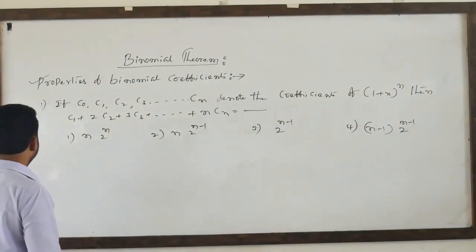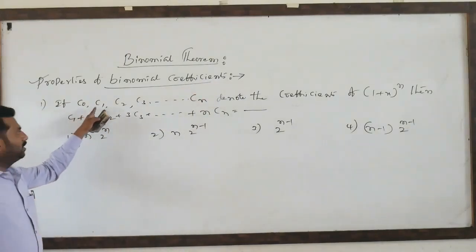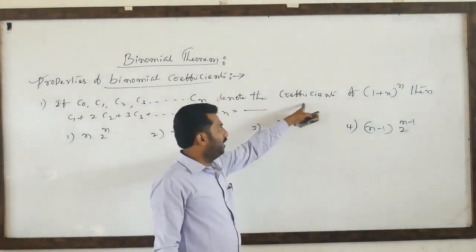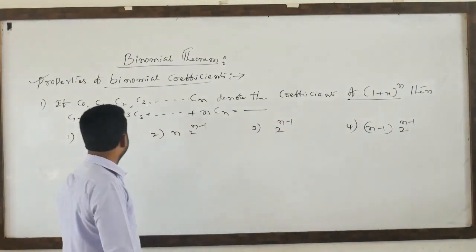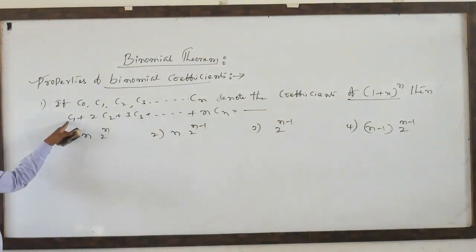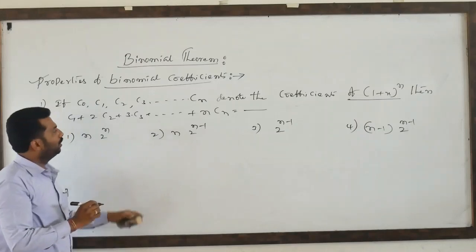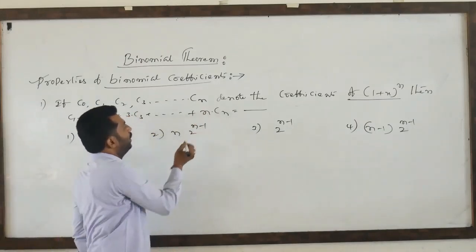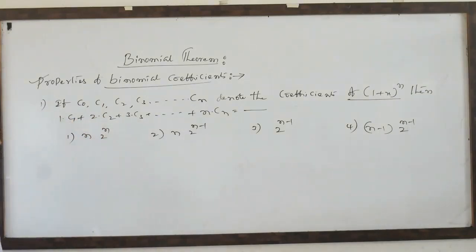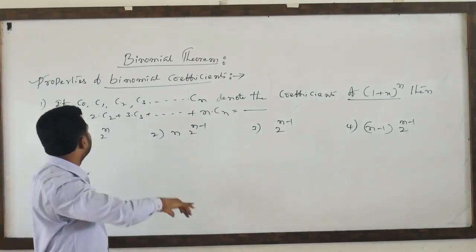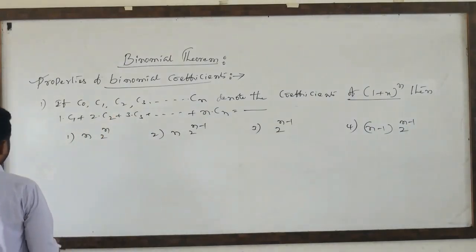Next question. Based on these properties of binomial coefficients, if C0, C1, C2, C3 and so on, Cn denote the binomial coefficients of the binomial expansion (1 plus x) to the power n, then this is indirectly 1 into nC1 plus 2 into nC2 plus 3 into nC3, and so on. So what is this value? Instead of calculating directly, we can indirectly verify the options. How to verify the options? You observe.